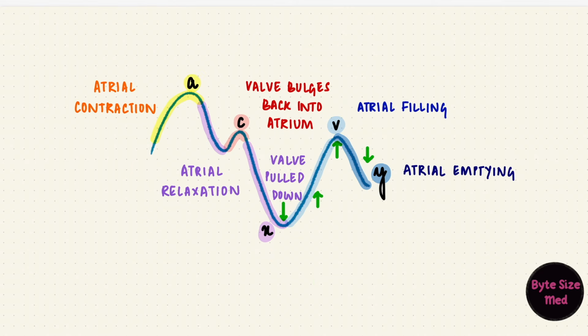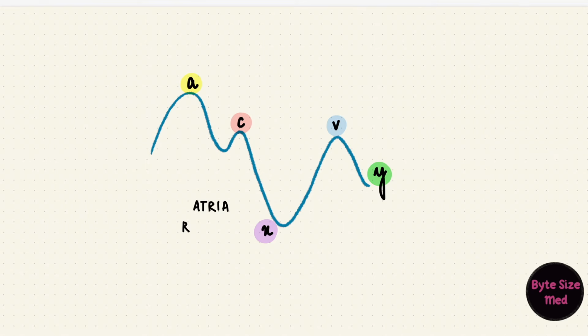Now, I'm sure you'll find lots of places showing you ways to remember what the waves are, but I'm going to show you how I remember them. Three peaks, that's A, C, and V, and two descents, X and Y. The X and the Y descent. The X is when the atria relax, and Y is when the atria empty. The last letters are relax and empty.